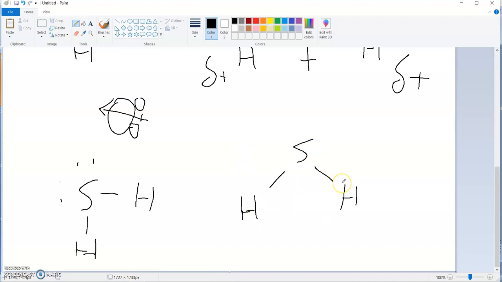So you think, oh good, it's a polar molecule. But look at the electronegativities of these. Sulfur's electronegativity is like 2.5. Hydrogen's, like I said, is like 2.1, 2.2, something like that.